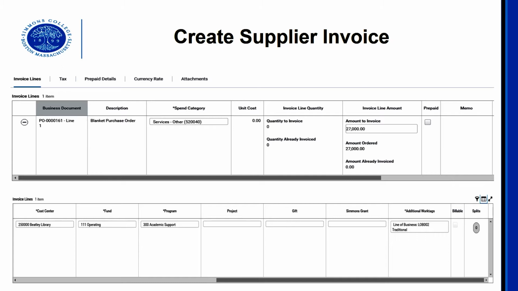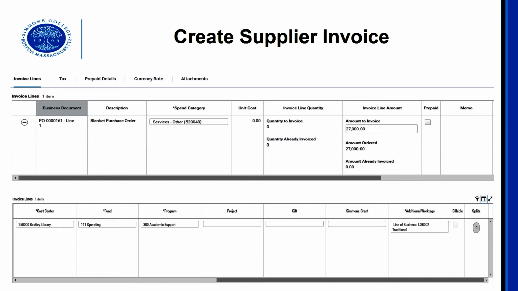At the bottom of the form, you will see a tab that says Invoice Lines. These lines will pull in from the purchase order that you previously created. Double check that all accounting is correct. Ensure that the amount invoiced agrees with your supplier invoice. Note that if you change the accounting or increase the dollar value at this time, the invoice will go through an approval process.